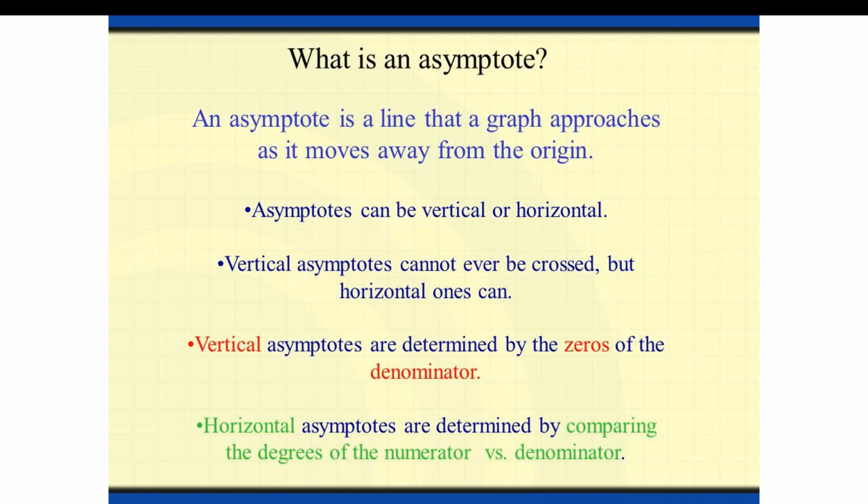All right, before we go on, I just want to review what an asymptote is. An asymptote is a line that a graph approaches as it moves away from the origin. Asymptotes can be vertical or horizontal. Vertical asymptotes cannot ever be crossed, but horizontal ones can. Vertical asymptotes are determined by the zeros of the denominator, which is what we've been trying to find so far: when is the equation undefined. Horizontal asymptotes are determined by comparing the degree of the numerator versus the denominator, and we're going to learn more about that in today's lesson.